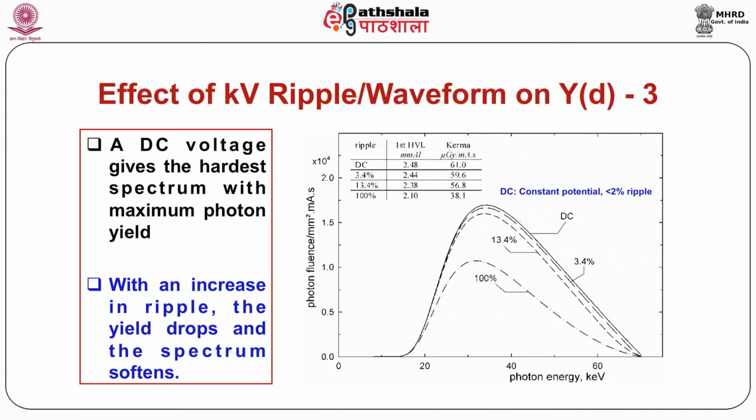59.6 microgray per ms. Similarly, when the DC ripple is 13.4% and the first HVL is 2.38, the kerma value is 56.8 microgray per ms. For a DC ripple of 100%, the first HVL is 2.1 millimeter of aluminum and the kerma value is 38.1%.